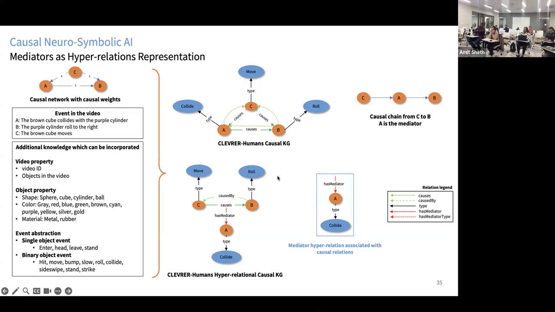So to fix that, we created a hyperrelational knowledge graph. What is a hyperrelational knowledge graph? Basically, you can associate additional properties to a particular edge, or relation, in the knowledge graph. All of this information which you see on the top can easily be described with this type of representation, where you have a node C is causing B. This is the treatment, this is the outcome. And then you have this mediator A, which says that this relation has a mediator, which is this A, and it also has those additional properties: A is a type of collide, C is a type of move, and B is a type of roll event.